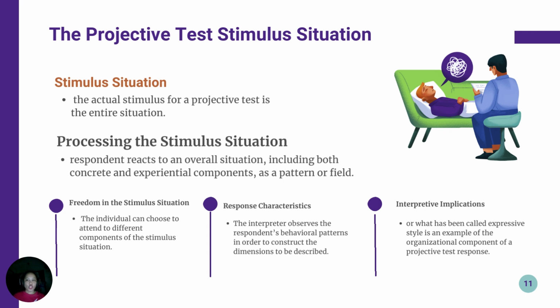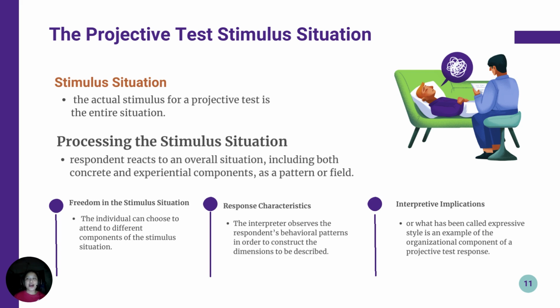The individual can choose to attend to different components of the stimulus or stimulus situation, focusing on, for example, a particular element of the physical stimulus, a demand within the task, or some interpersonal aspect related to the task. Now, response characteristics: with self-report tests, the interpretive dimensions are predetermined. The interpreter observes the respondent's behavioral patterns in order to construct the dimensions to be described.